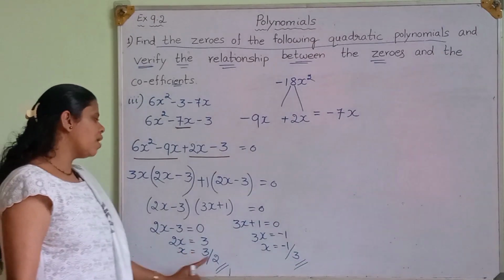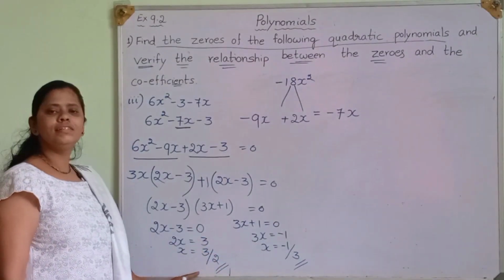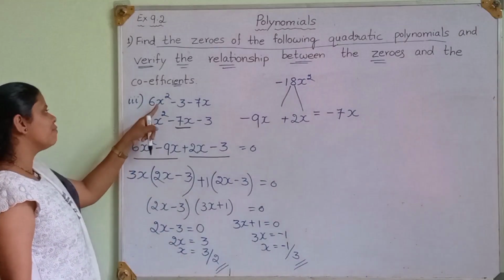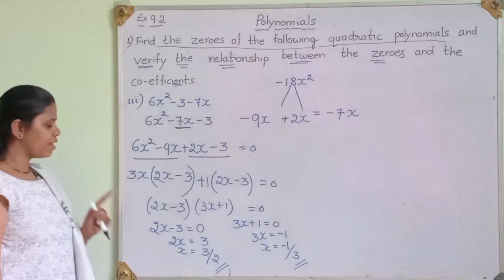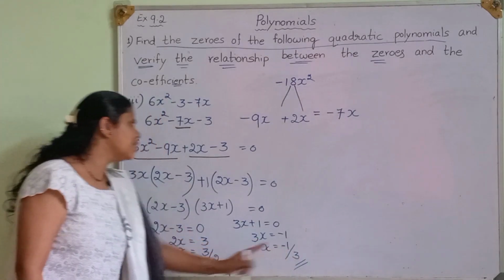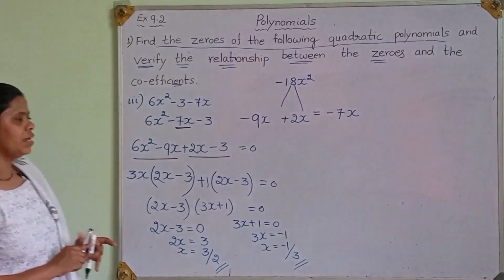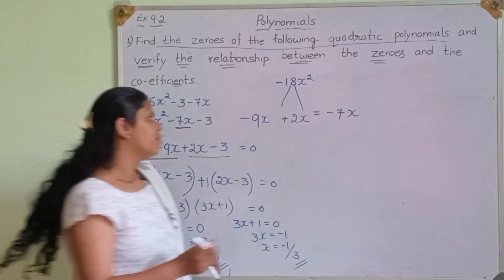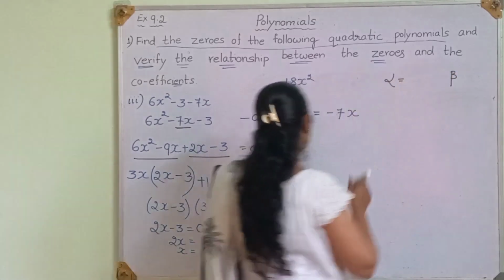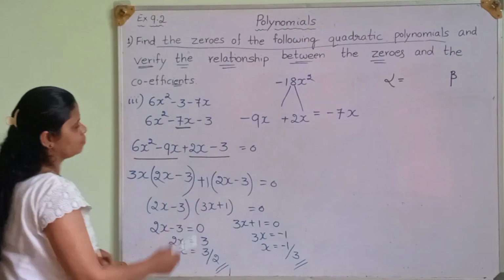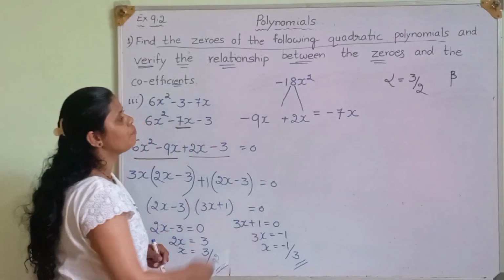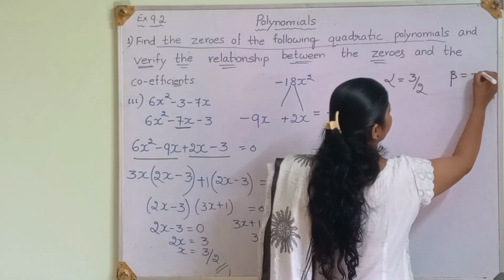Now, we got two values for x. What are these? These are called the zeros of the polynomial, the quadratic equation 6x square minus 7x minus 3. Isn't it? X is equal to 3 by 2, x is equal to minus 1 by 3. These are the zeros of the polynomial. Then how to represent that? By using alpha and beta. The value of alpha is 3 by 2. Beta is minus 1 by 3.